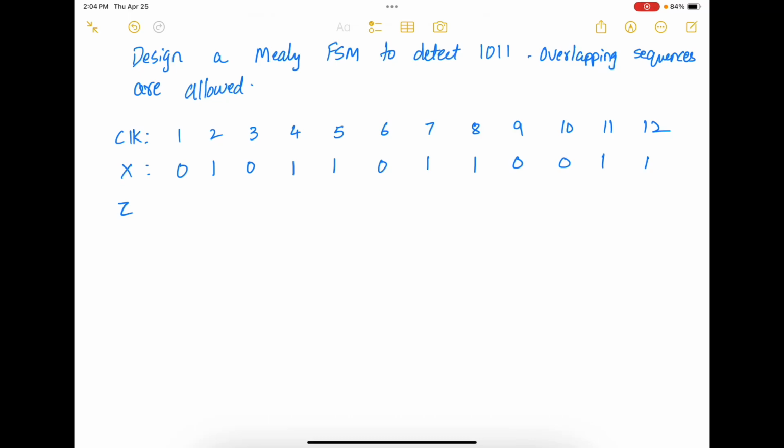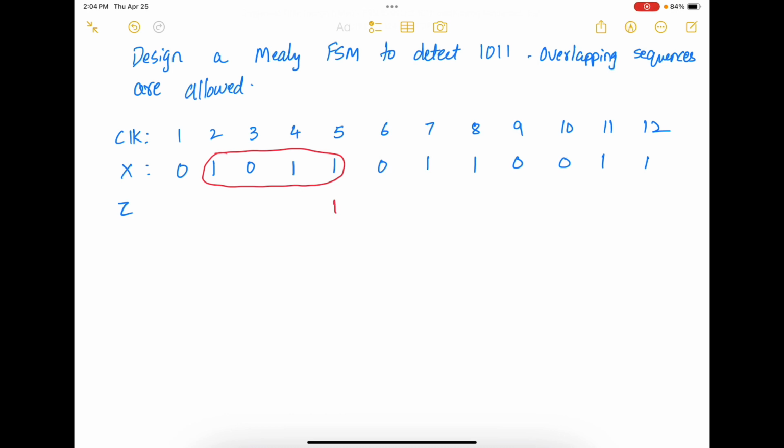Let's now design a Mealy FSM to detect the sequence 1011. Now overlapping sequences are allowed. The first instance where you find 1011 is over here. So the output is asserted in cycle 5.